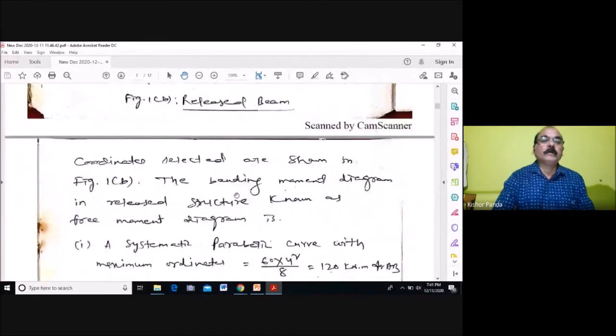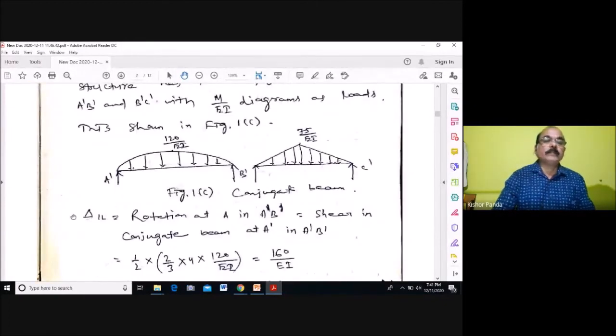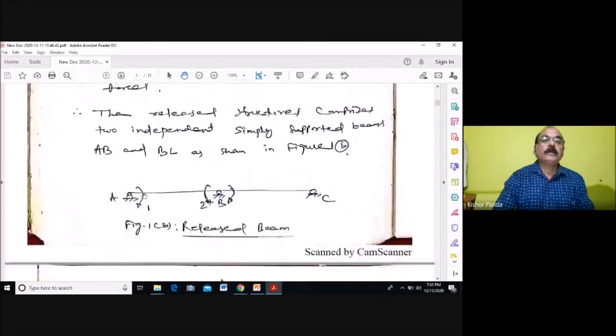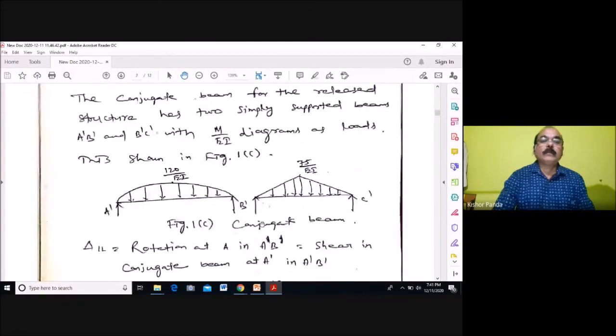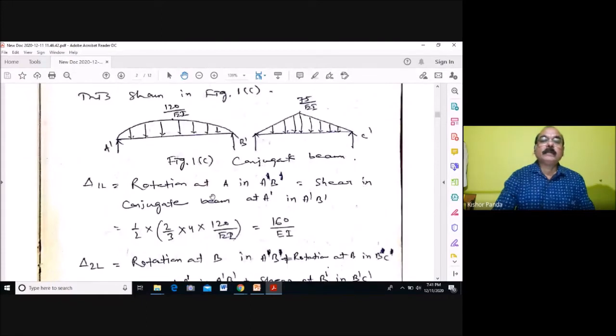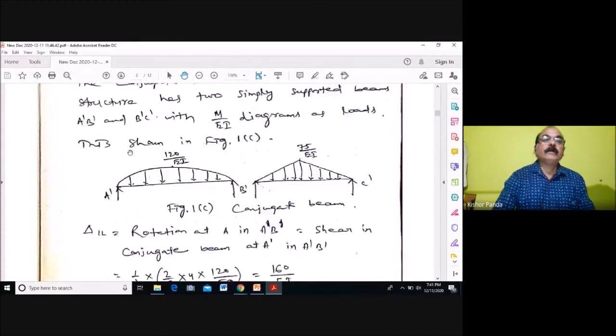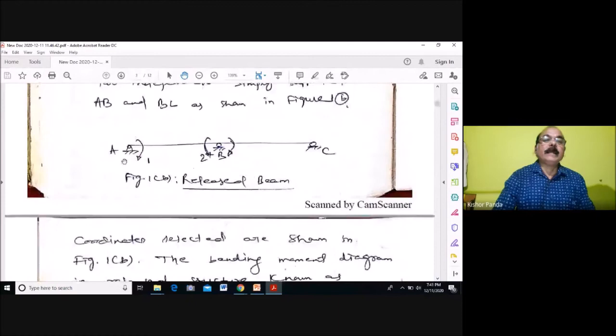So you know, in the conjugate beam method, if you want to find out the displacement, that is the rotational displacement, because here you are taking the moment as a redundant force. So you have to find out the rotational displacement, rotation at A in AB. When you find the rotation at A in AB in the conjugate beam method, what you have to do? You have to find the shear in the conjugate beam at A dash. So what is the shear force at A dash in the conjugate beam? That will give the rotation at A in the real beam.